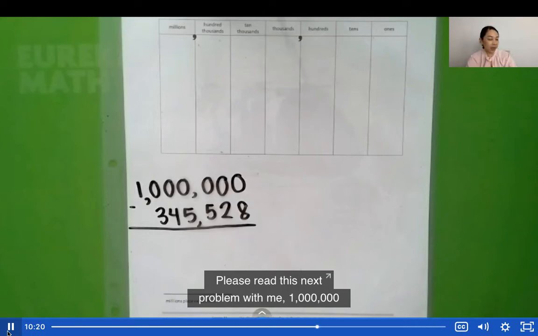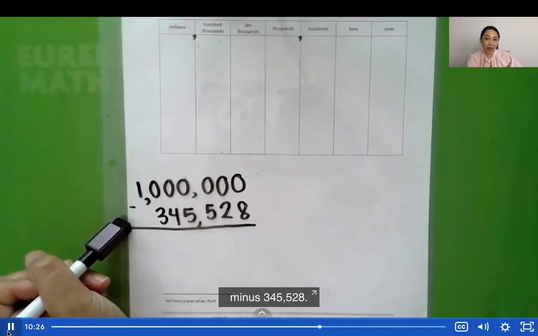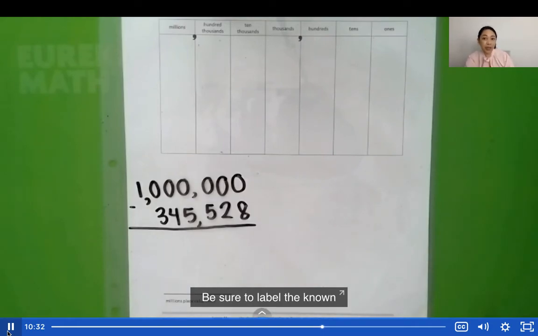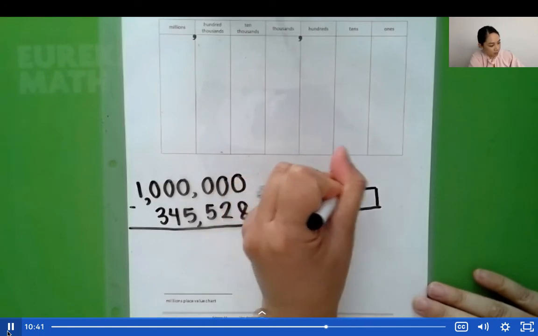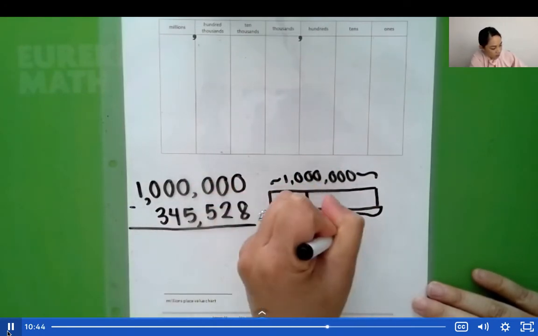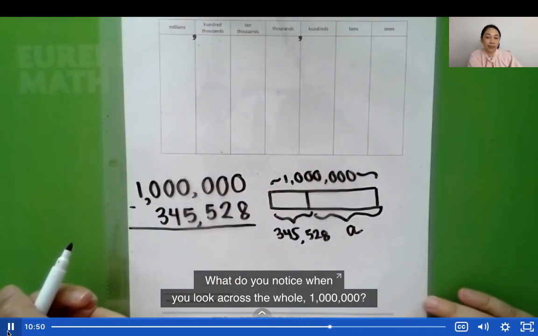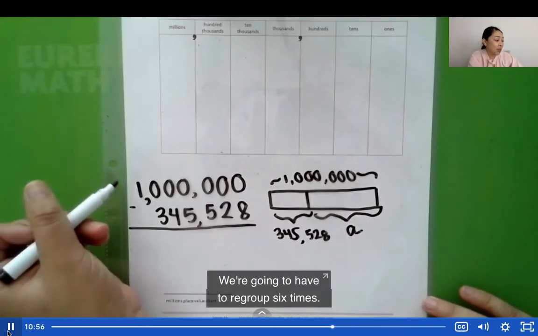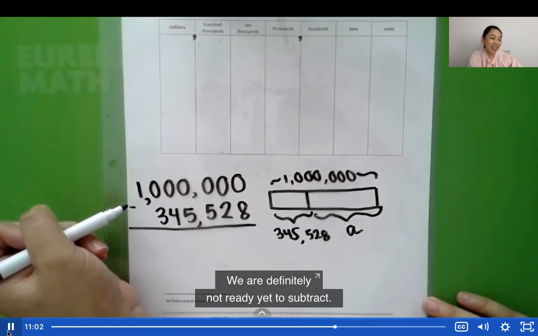Please read this next problem with me. 1 million minus 345,528. Go ahead and draw a tape diagram to represent this problem. Be sure to label the known and also the unknown with the variable a. What do you notice when you look across the whole 1 million? There are a lot of zeros. We're going to have to regroup 6 times. We are definitely not ready yet to subtract.